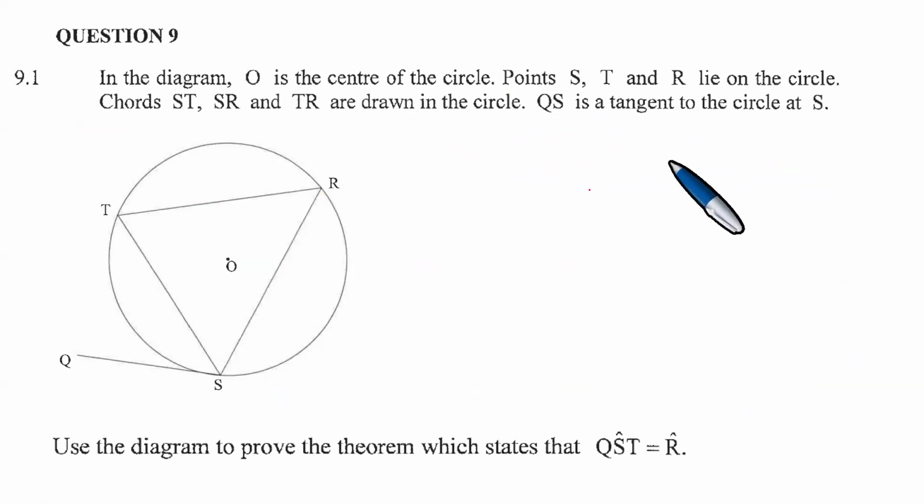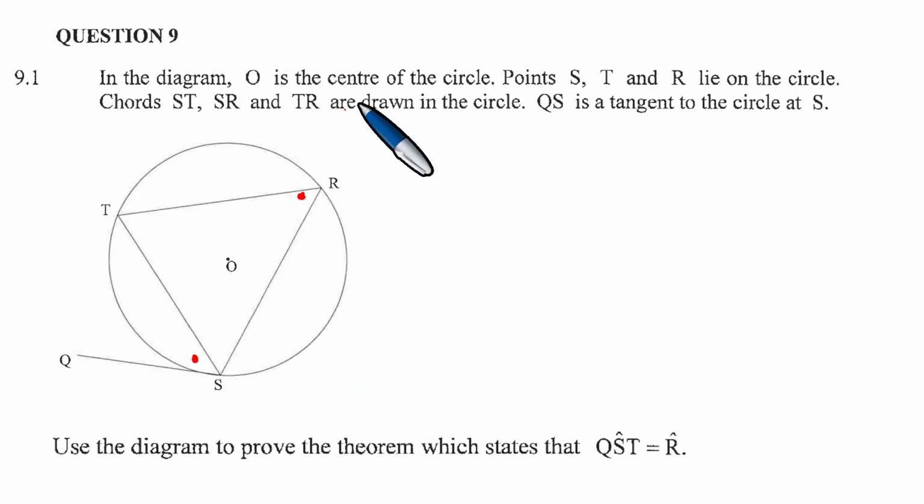QS is a tangent to the circle at S. Use the diagram to prove the theorem, which states that angle QST is equal to angle R. So you need to prove that angle QST is equal to angle R. So how do you prove this? There are a couple of things that we need to consider to actually prove this particular result.